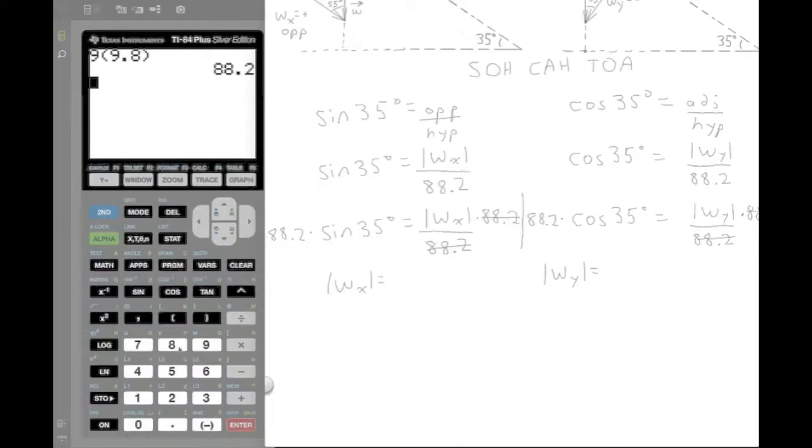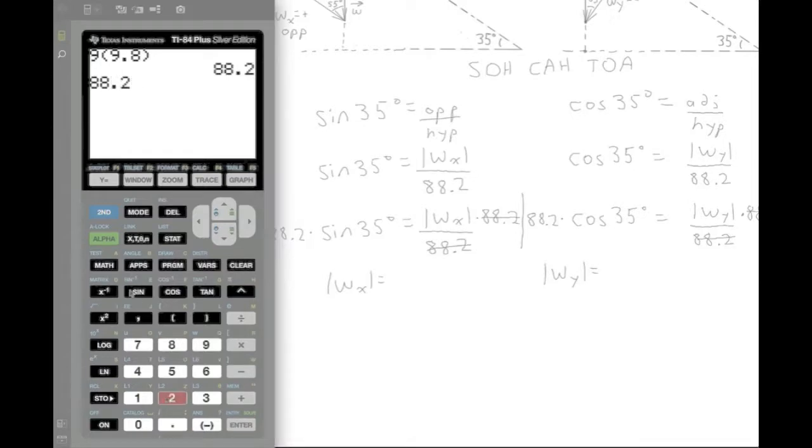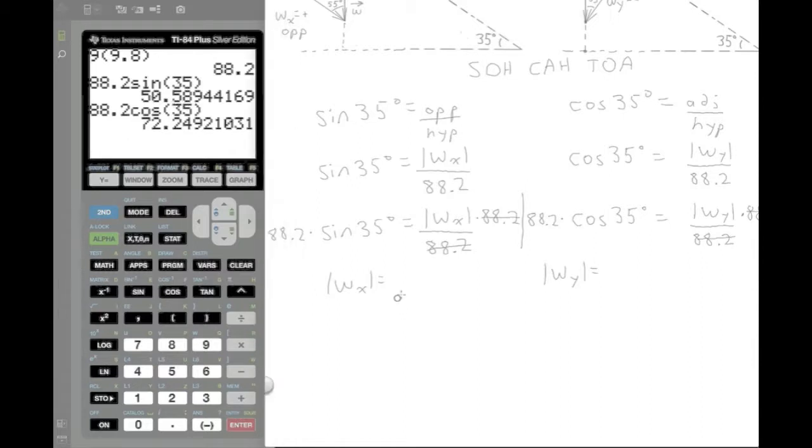So we need to do the calculation 88.2 times the sine of 35 degrees. Make sure you're in degrees mode. And 88.2 times the cosine of 35 degrees. So I'll round this off to 50.6 since this digit is an 8. Now that we have a single number, we should put in the units, which are newtons. And the W sub y I'll round off to 72.2.